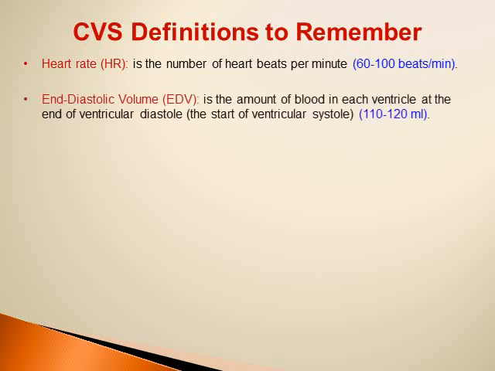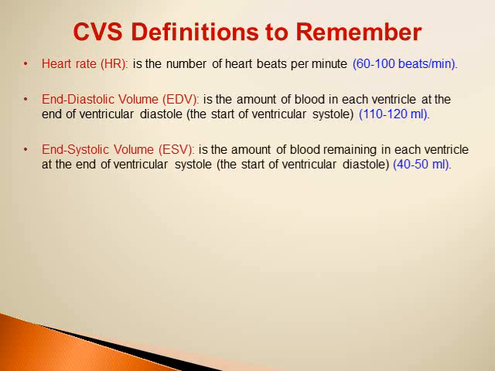The end diastolic volume is the amount of blood in each ventricle at the end of ventricular diastole. It is just before the start of the ventricular systole. It is between 110 to 120 or 130, and it varies from person to person. The end systolic volume is the amount of blood remaining in each ventricle at the end of ventricular systole, or just before the start of ventricular diastole. It is between 40, 50 or 60, as I explained in one of the previous slides.